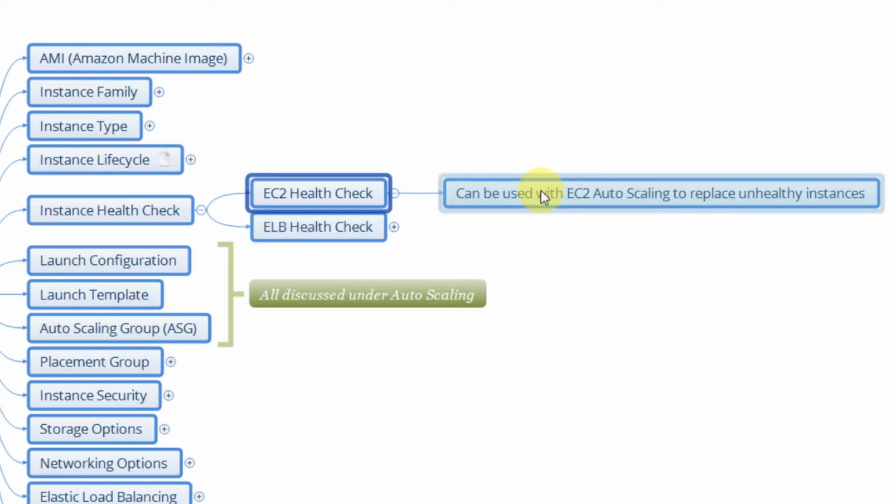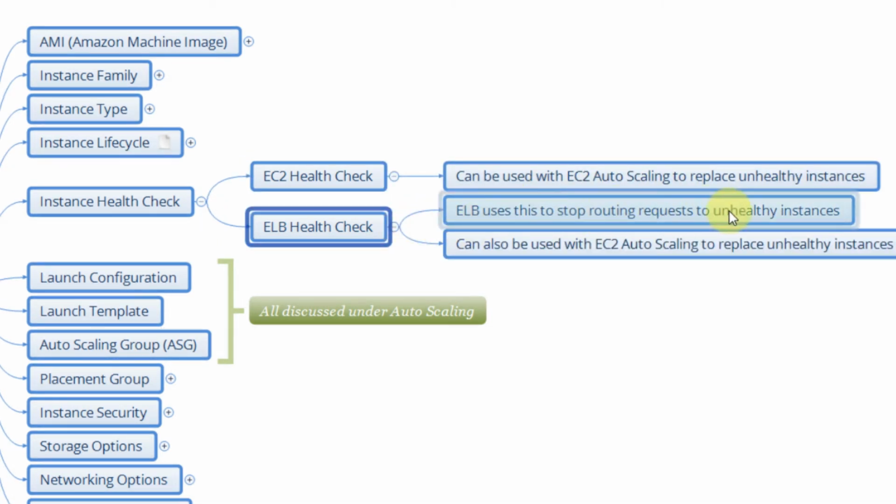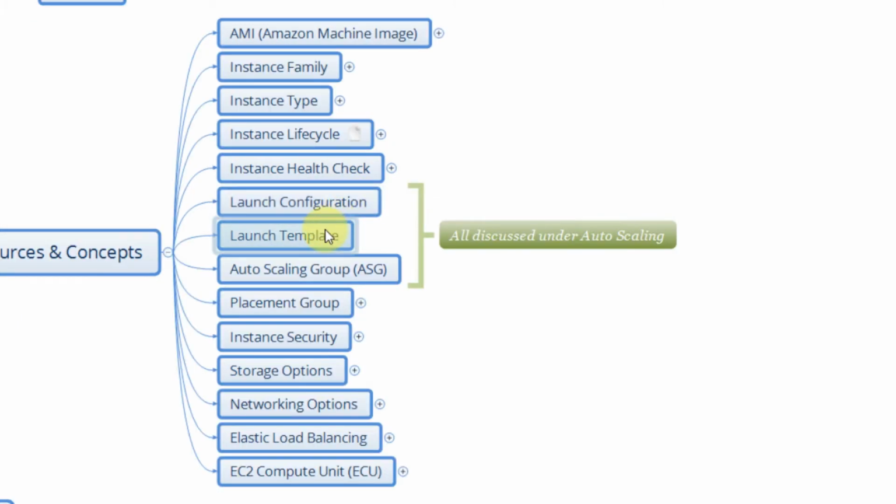So an EC2 health check, you can use it along with EC2 Auto Scaling to replace unhealthy instances. An ELB health check is used by the load balancer to stop routing to unhealthy instances and keep routing to healthy instances. EC2 Auto Scaling can also use an ELB health check to replace unhealthy instances. In other words, you can use the ELB health check or the EC2 health check with auto scaling. Launch configuration, launch template, and auto scaling group, I'll be discussing all of these under auto scaling in a few minutes.